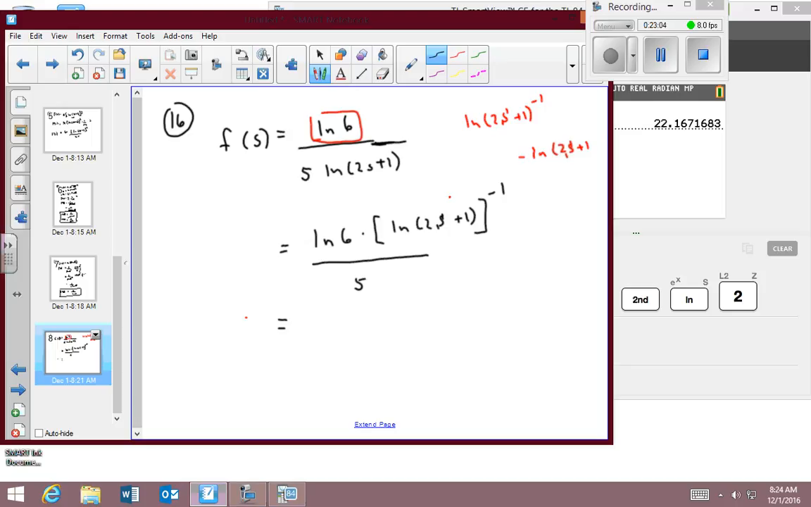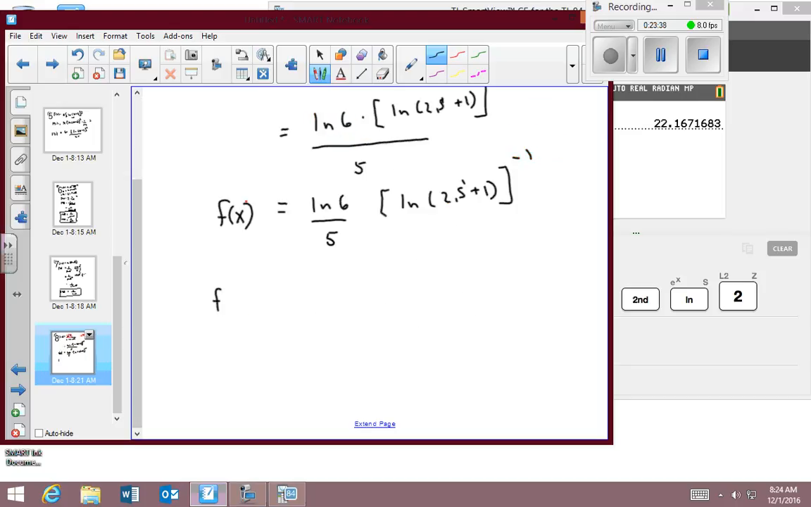So essentially, this is what we got. We have a constant, that's a number, and with that constant number, we're doing this: ln of 2s plus 1, and that's just the function. That's not the derivative, that's just the function. Now we're ready to take the derivative. So this ln 6 over 5, that's just a constant number.